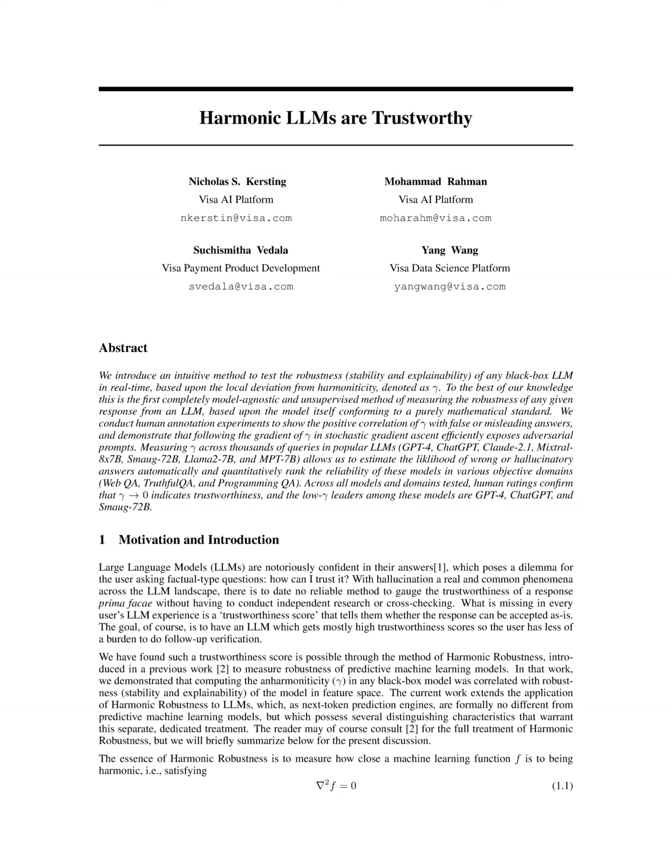By measuring gamma across various queries in popular LLMs, the method quantitatively ranks the reliability of these models in different domains, such as Web QA, Truthful QA, and Programming QA. The goal is to provide users with a metric that indicates whether they can trust the response generated by an LLM, ultimately reducing the burden on users to verify the accuracy of the information provided by these models.